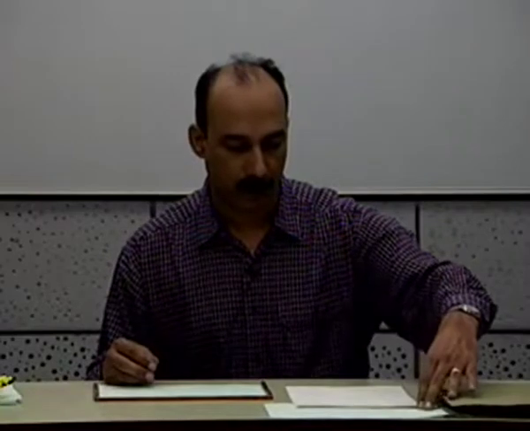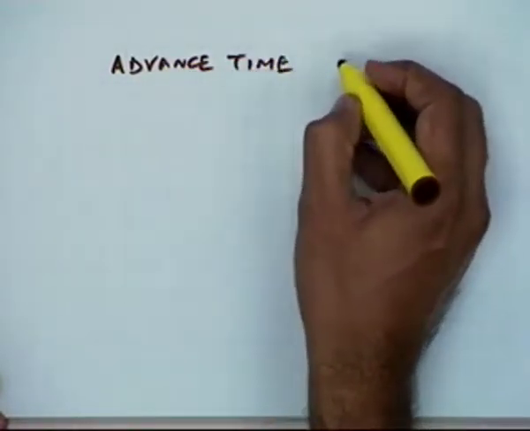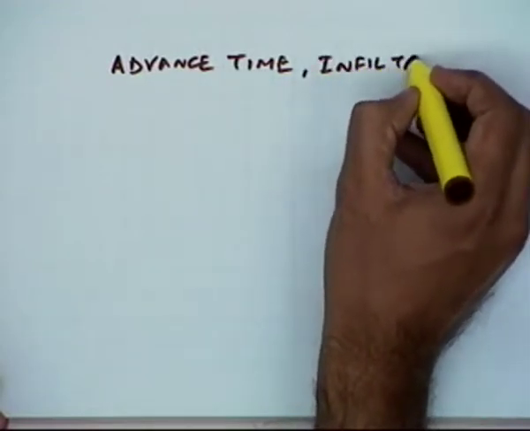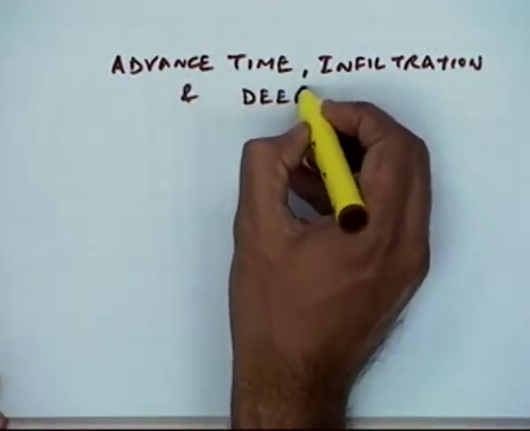irrigation system, the design aspect, the various design parameters which are required for the detailed design. But before we do that, I'd like to establish a relationship between the various elements which are advance, time, infiltration, and depercolation.